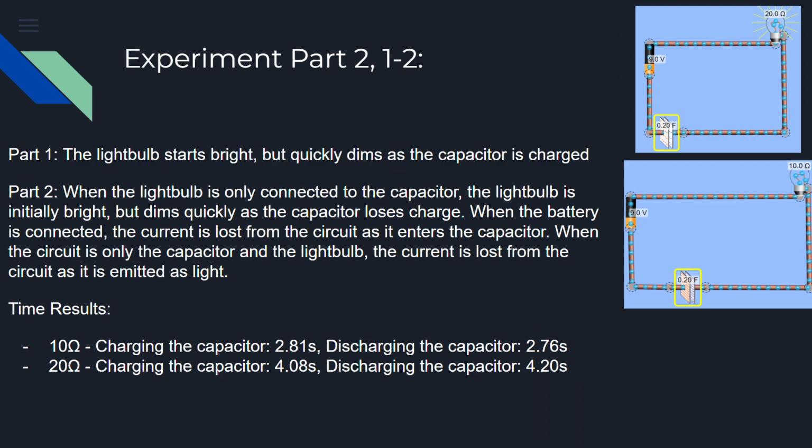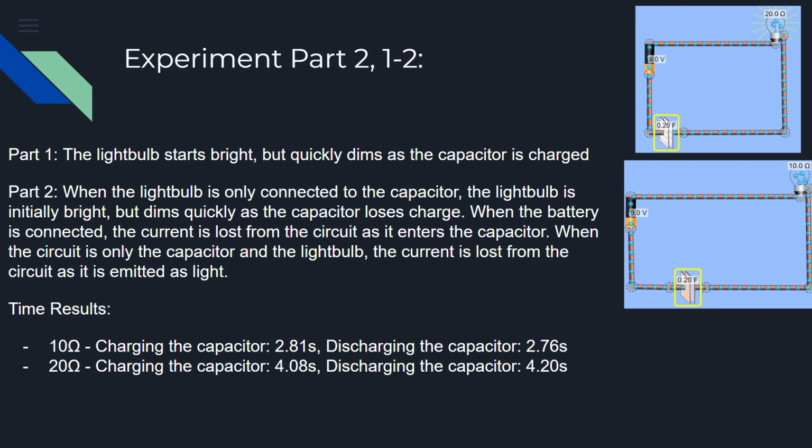So part 2 of this experiment is as follows. Part 1: the light bulb starts bright and then quickly dims as the capacitor is charged. Part 2: when the light bulb is only connected to the capacitor, the light bulb is initially bright but dims quickly as the capacitor loses charge.